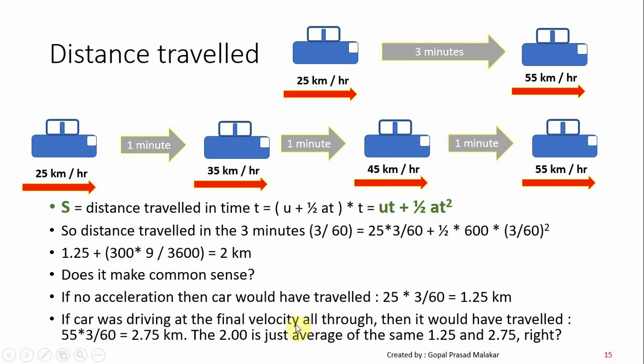And if you take a look, 1.25 and 2.75, if you average, it is giving you 2 kilometers, and that's what is coming as the magnitude. So ut plus half at square is coming as the distance traveled, and that commonsensically also makes sense. Now this, s equal to ut plus half at square, is probably the second most important stuff in this whole topic. The earlier one was u plus at, that is the final velocity.